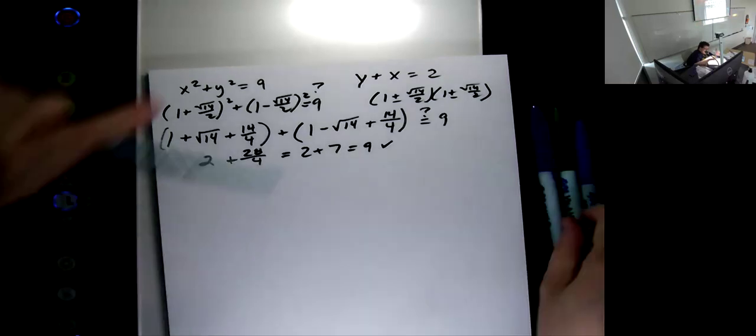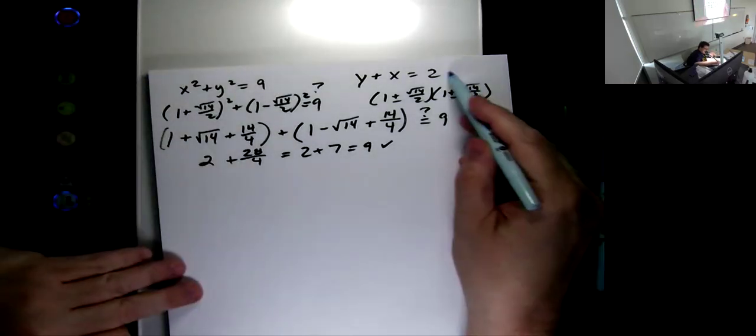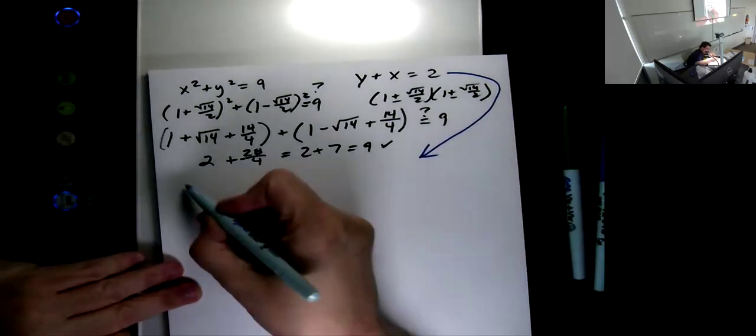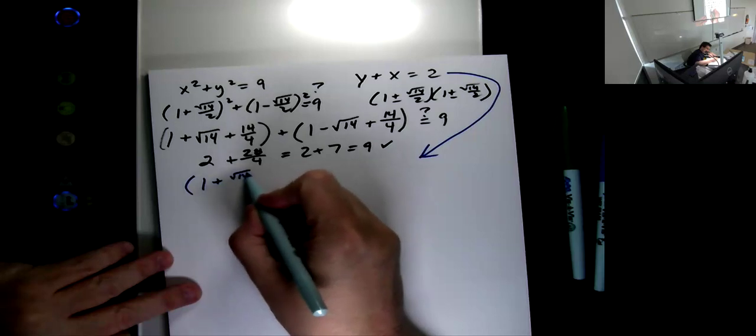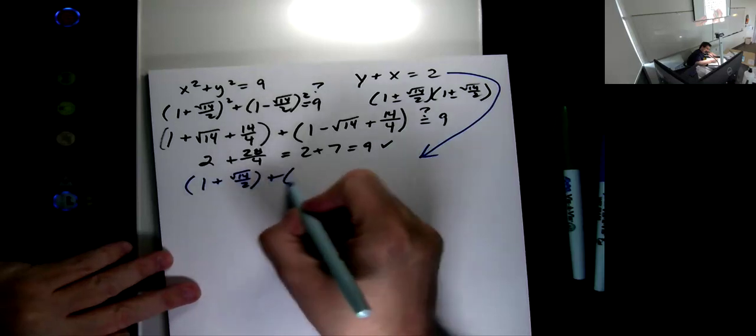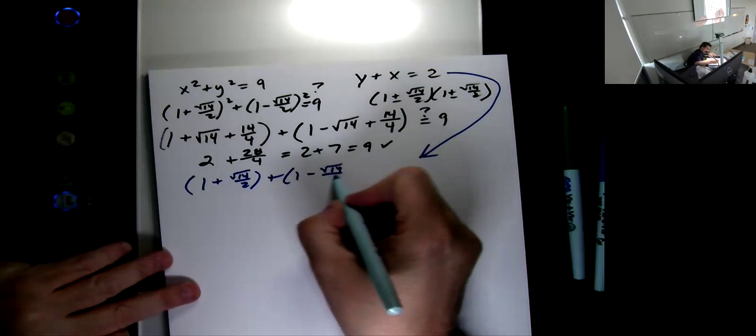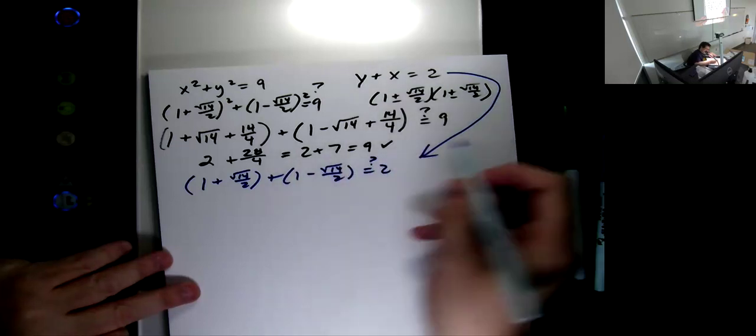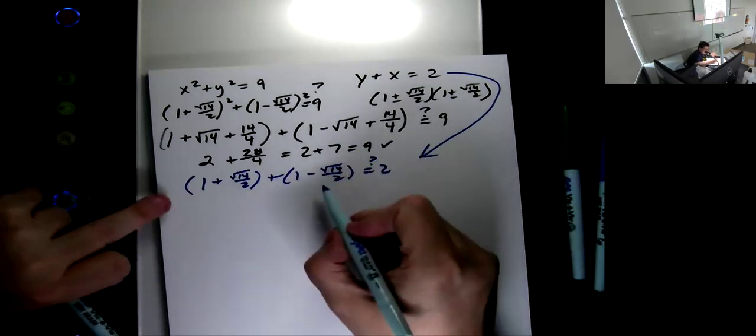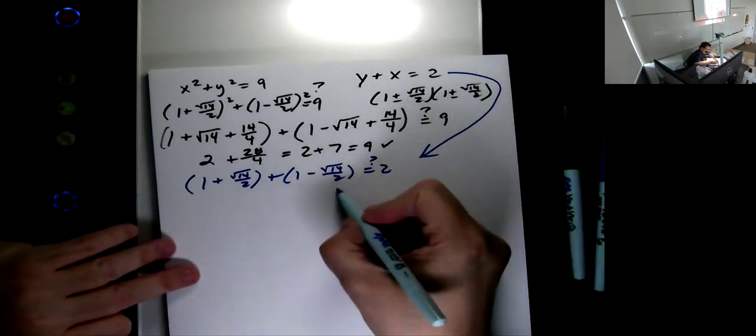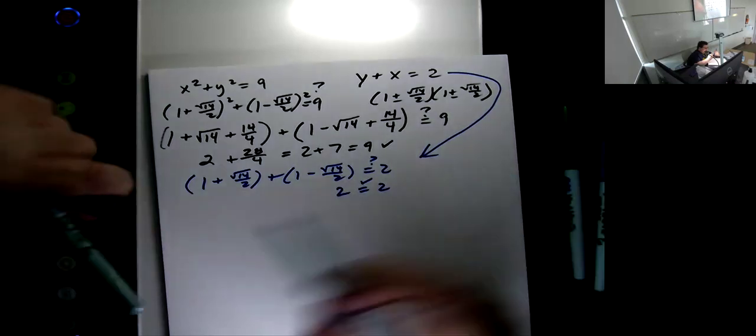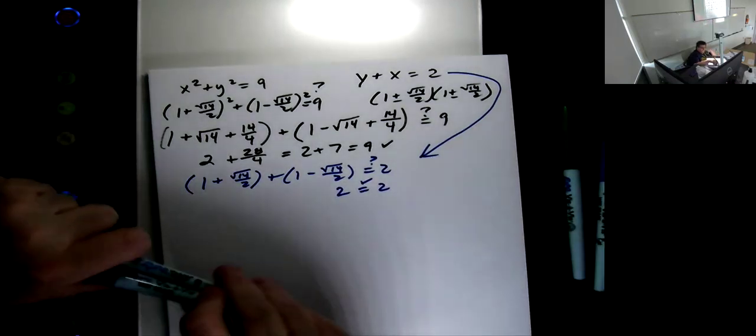And checking the other equation is going to check them at the same time too, since they're opposites like that. You got 1 plus root 14/2 plus 1 minus root 14/2. Does that equal 2? It doesn't matter if I put it in for y or x, the other one just has the opposite sign on the radical. I add them together, 2 does equal 2. So it worked on both equations.